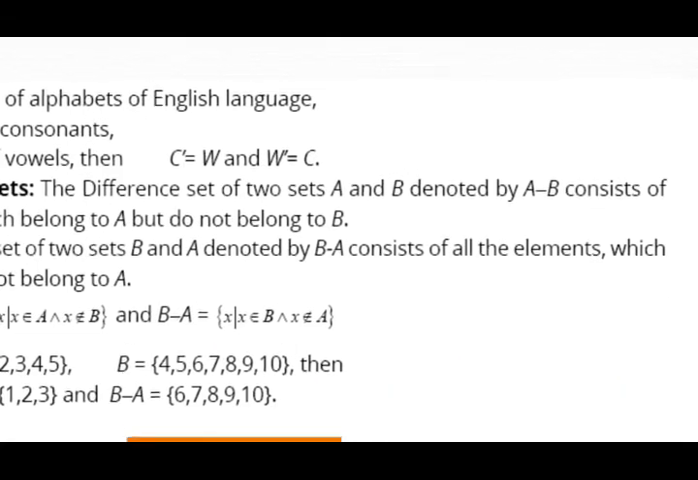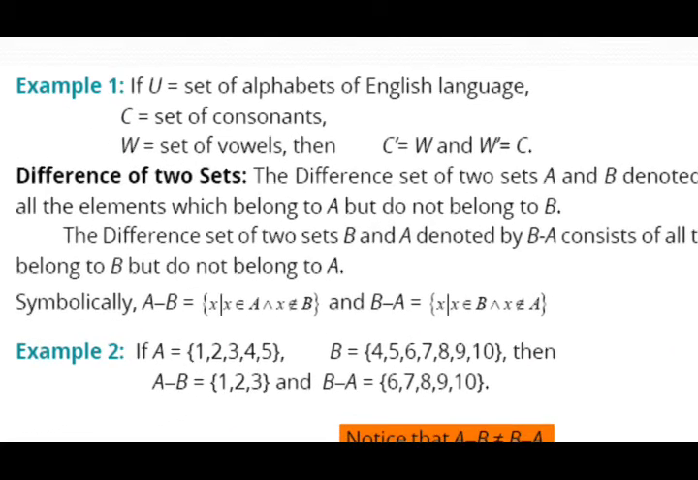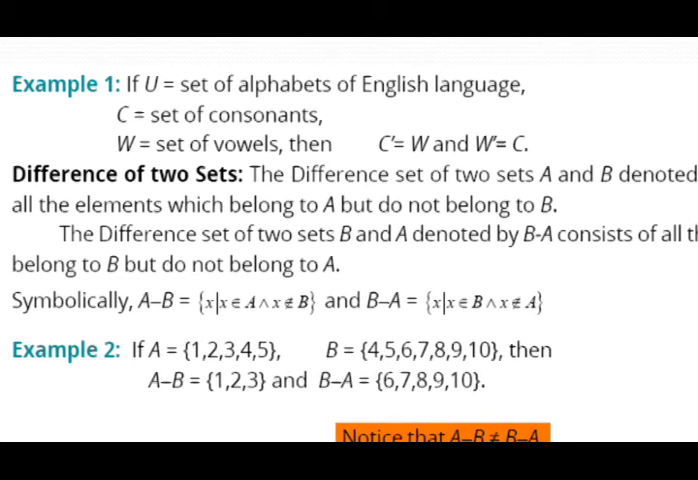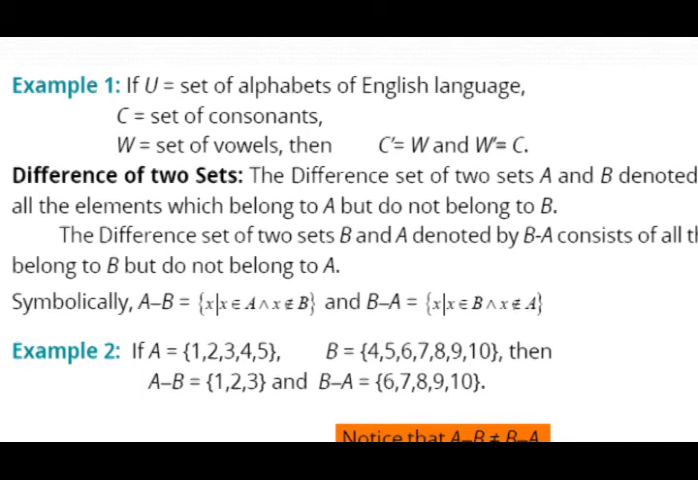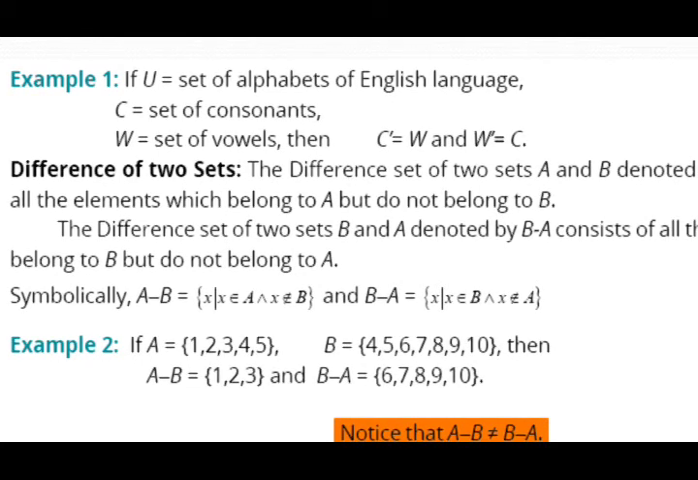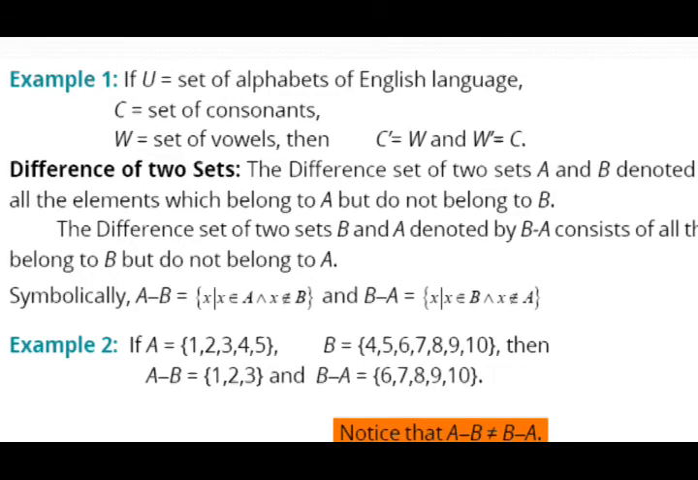Next example, U is the set of the alphabet of the English language, C is the set of consonants. Letters other than vowels are called consonants. Then the complement of consonants is vowels and the complement of vowels is consonants.